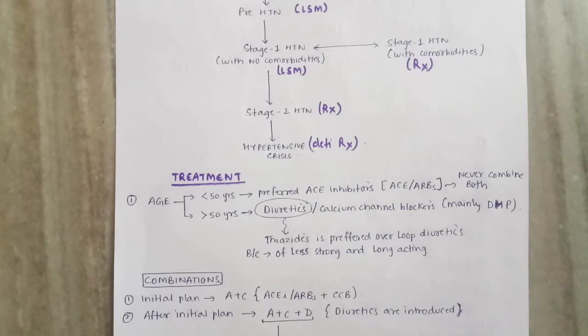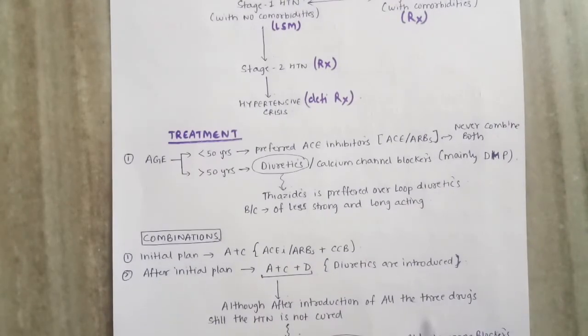But for the diuretics, we have two options, right? We can go for the loop diuretics as well as the thiazide diuretics. But in order to go for the loop diuretics, we should make a point that the loop diuretics are short acting and very strong, and with the loop diuretics such as furosemide, we have to add the spironolactone, which is the aldosterone receptor blocker also, but we are not going for that spironolactone in the initial treatment. So we are not going for the loop diuretics such as furosemide.